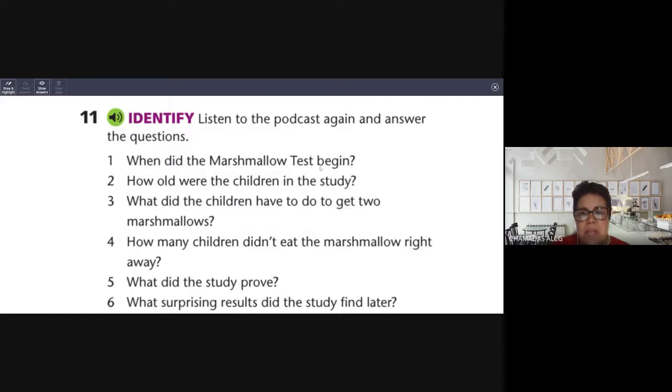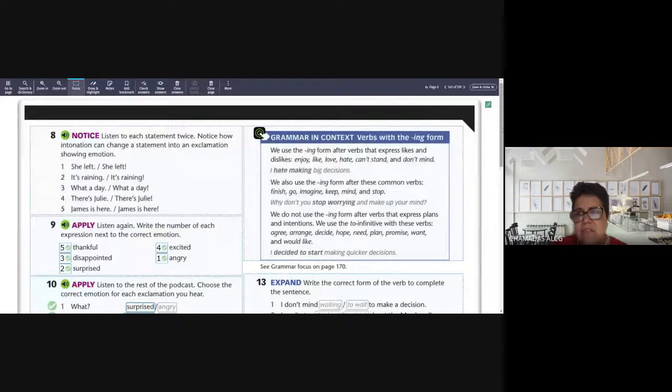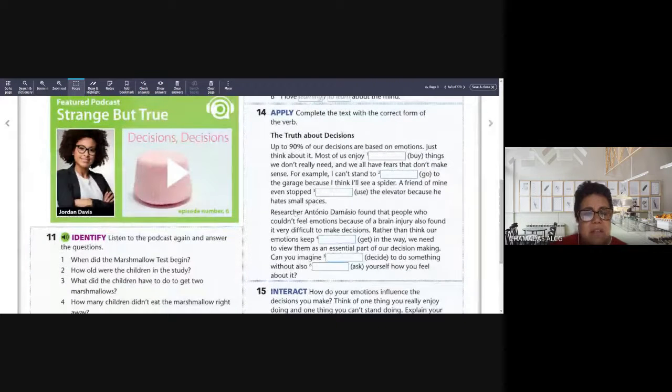When did the marshmallow test begin? How old were the children in the study? What did the children have to do to get 2 marshmallows? How many children didn't eat the marshmallow right away? What did the study prove? And what surprising results did the study find later? It's very simple, actually. There's no big deal here. So let's just listen to that. It's super simple.